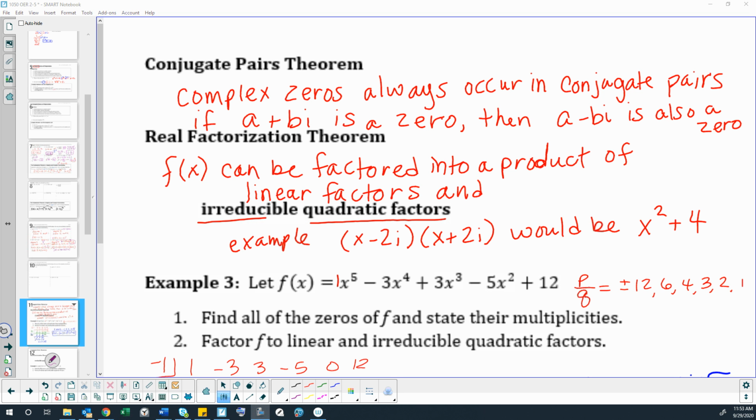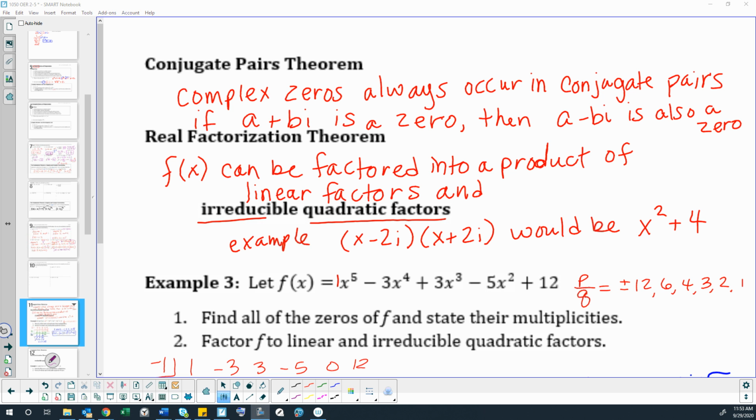Conjugate pairs theorem. Complex zeros always occur in conjugate pairs. If a plus bi is a zero, then a minus bi is also a zero. Those are called conjugates. The sign in the middle is positive on one of them and negative on the other one.